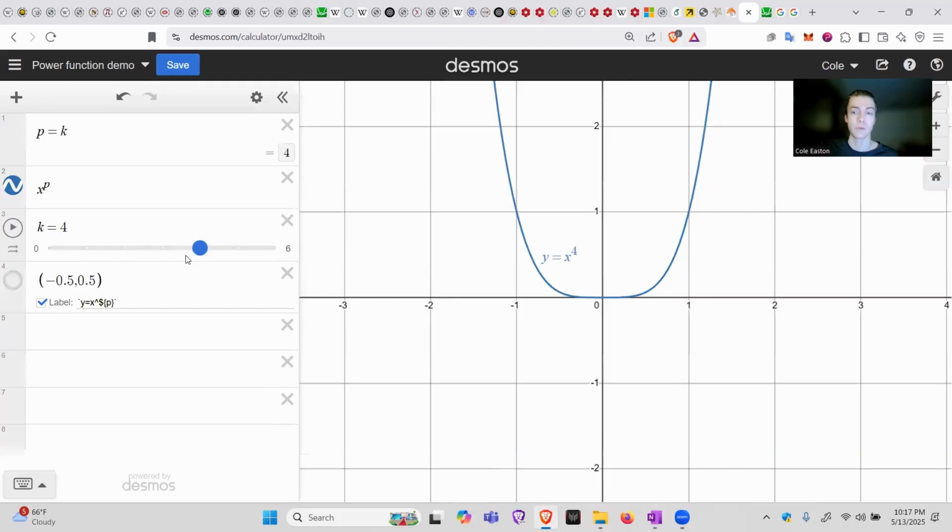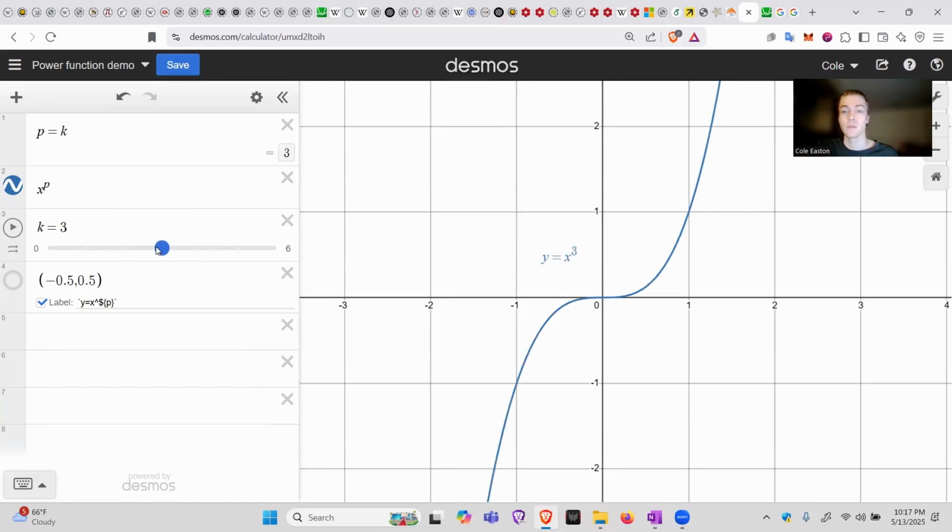So x to the fourth, it looks fairly similar in shape to x squared, right? The big difference here is that the bottom is a little bit flatter. And then x to the fifth, again, looks pretty similar to x cubed. It's just a little bit kind of flatter towards 0.